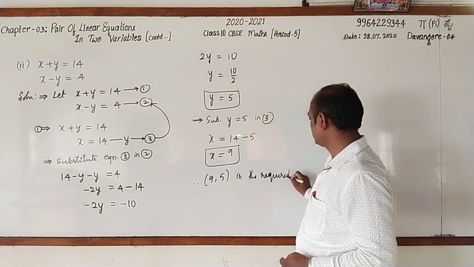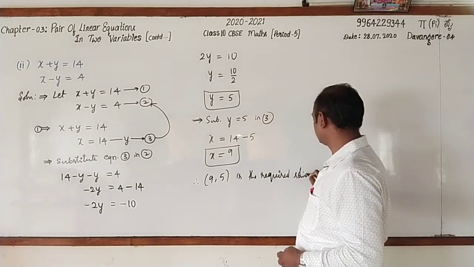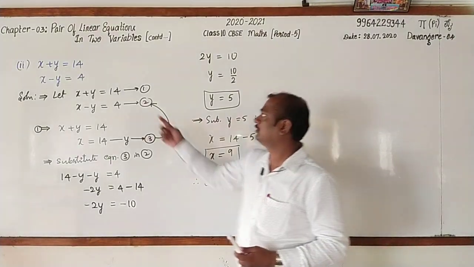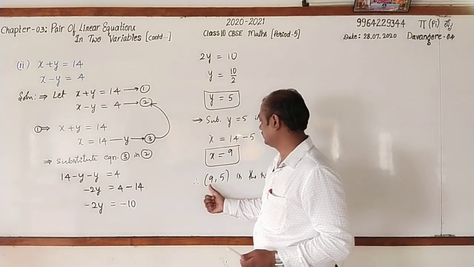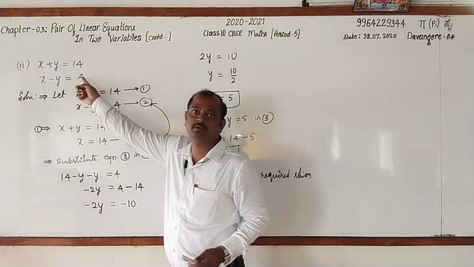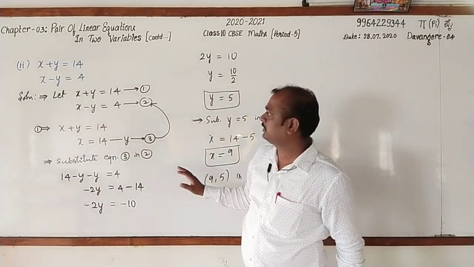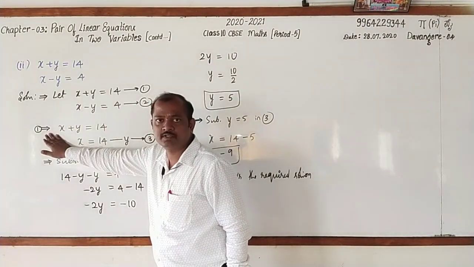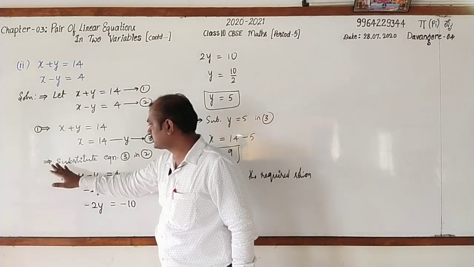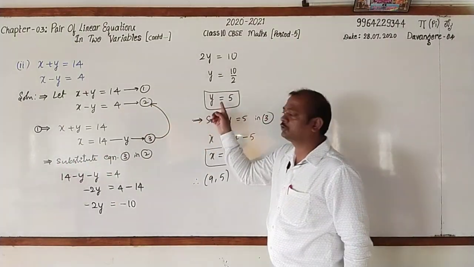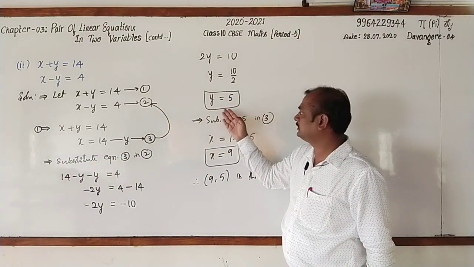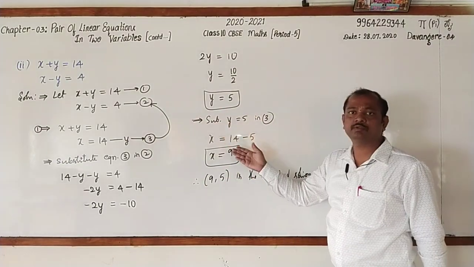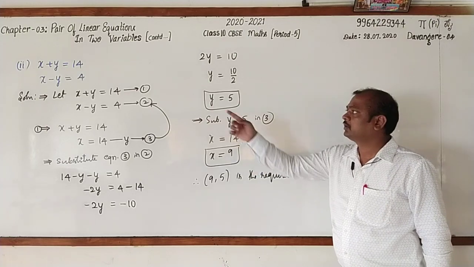solution. Required solution. Now just to check that, what is x plus y? 9 plus 5, 14. x minus y, 9 minus 5, 4. Is it not simple? Yes. First step, writing the equation. Second step, solving any one variable. Third step, substitution to find out either y or x. Then in the fourth step, we will find out the remaining variable. Yes. Copy this.